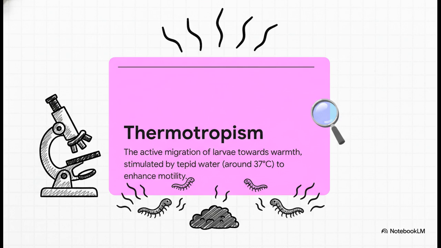Well, the first core principle is something called thermotropism. Using that tepid water, right around 37 degrees Celsius, isn't just to make a suspension. No, it's a powerful biological trigger. It basically kicks the larvae's metabolism into high gear, which ramps up their motility and makes them actively want to leave the cooler fecal mass and move toward the warmth.